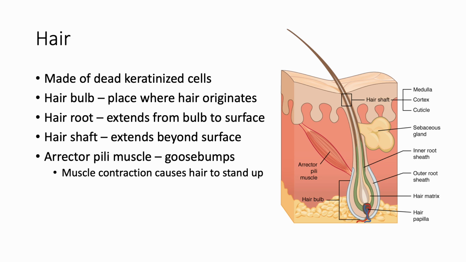So hair is also made of dead keratinized cells. We have the same sort of process, in that cells divide and push up, and then at the top we are only left with these dead cells full of keratin. So we have the bulb, where the hair is going to originate, and then we have the root that goes all the way from the bulb to the surface. And then we have the shaft, the part from the surface.